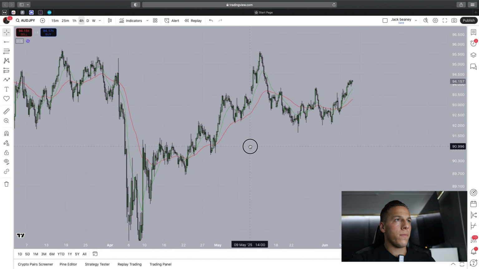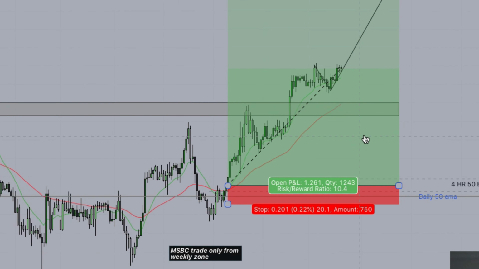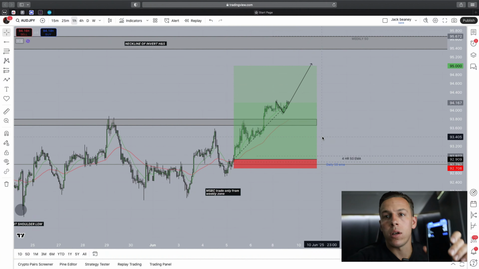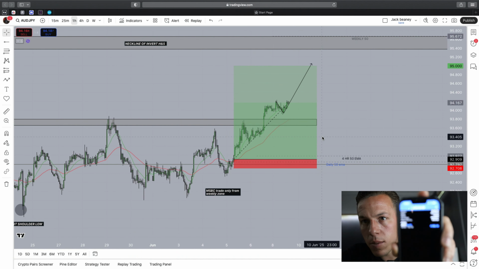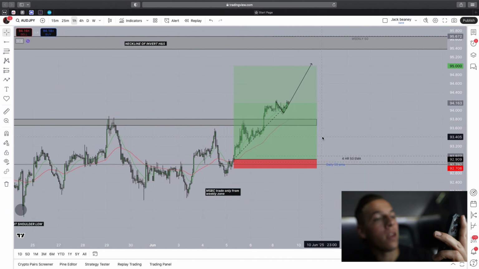Just going to let it load. So this is the current trade we've got running, which is currently sitting at 6% in profit. So that's what we've got running at the minute. £4,285. Yeah, I wasn't bad off.